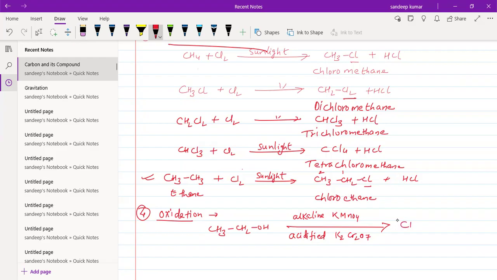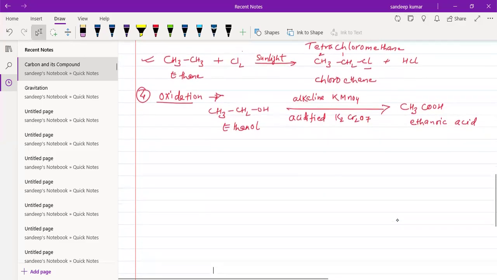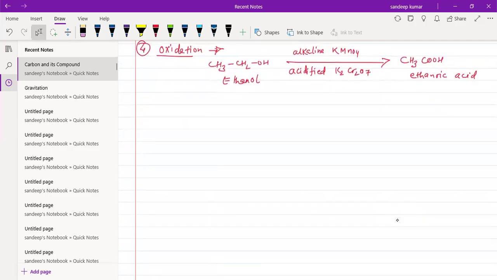So it will form CH3COOH, which is ethanoic acid. Ethanol changes to ethanoic acid in the presence of an oxidizing agent. This reaction is called oxidation reaction. Let's take some more reactions in this video. In your CBSE 10th syllabus especially, we have ethanol and ethanoic acid, so we are going to discuss them.